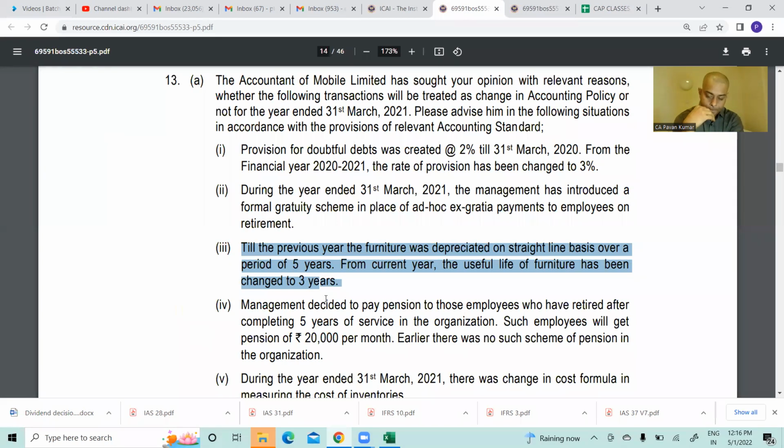Sir, estimate. Let us see. Others. Hello. Remaining people respond. Correct. All of you, only few are responding. Correct. Very good. It is a change in accounting estimate, not accounting policy. Okay. Read fourth one.